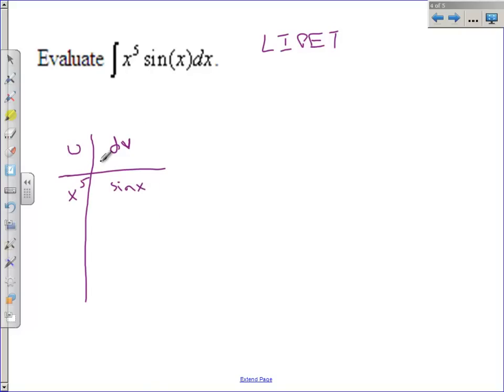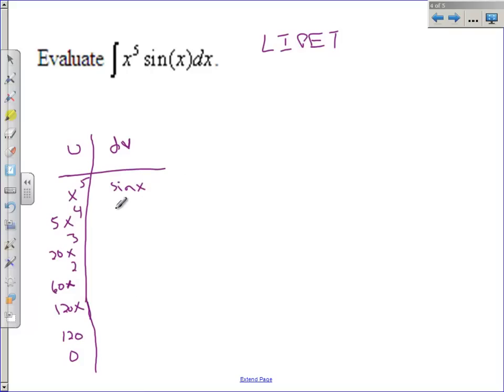What you're going to do in this table, and this was actually very ingenious from this teacher, and he taught these kids to do this, is you're going to take your u, and you're going to start taking derivatives, because that's what we do with u, until you get down to 0. So let's take the derivatives until that happens. 5x to the 4th, 20x cubed, 60x squared, 120x, and then 120, then 0.